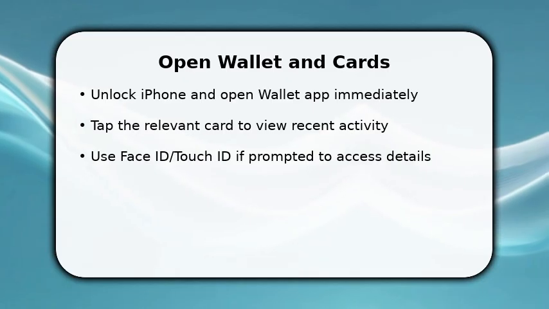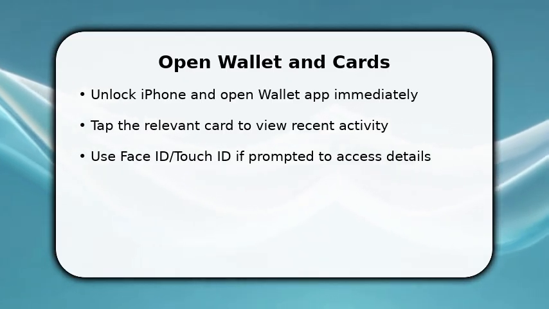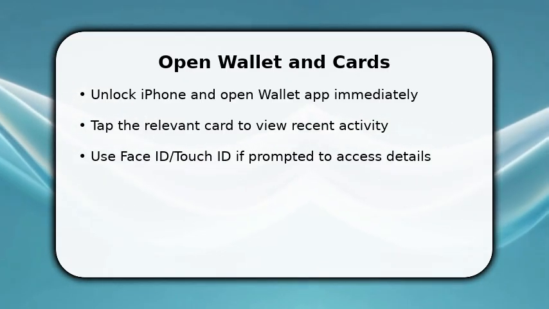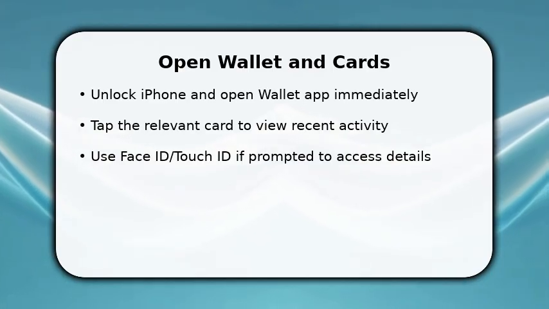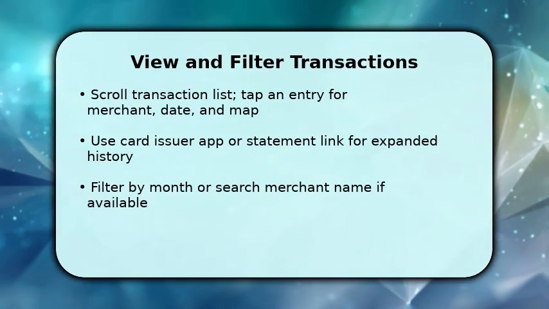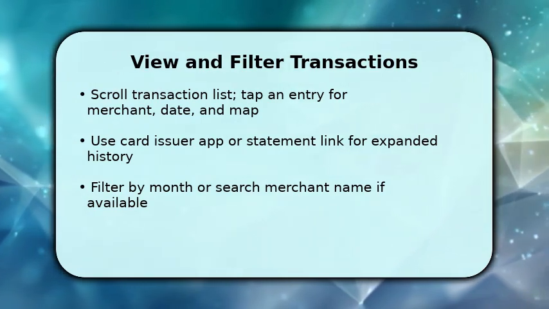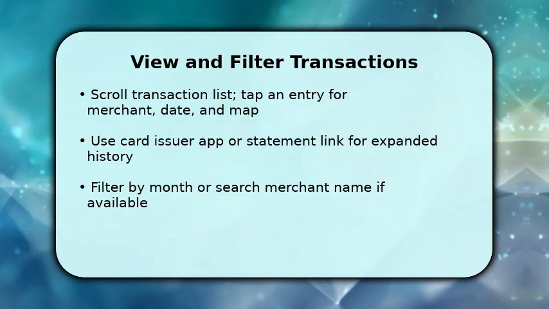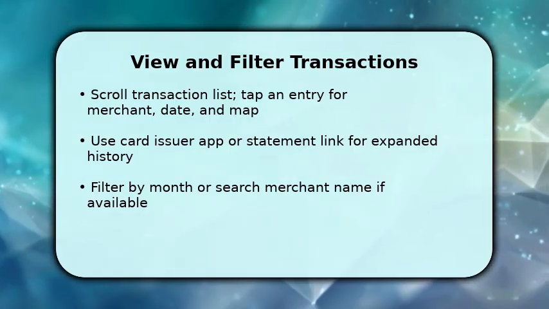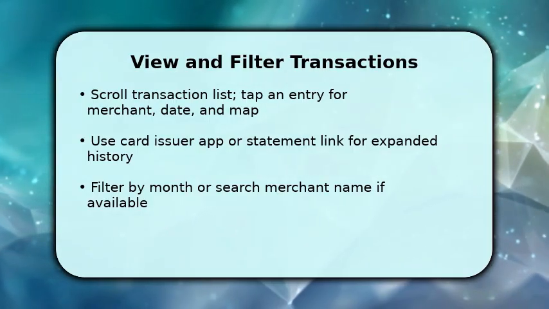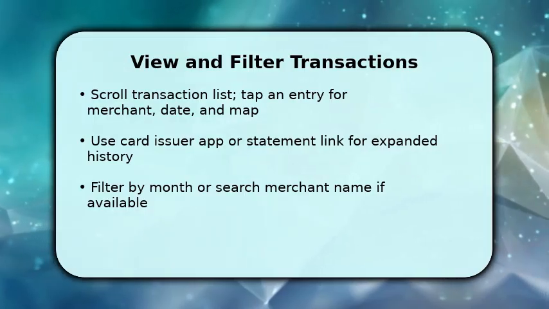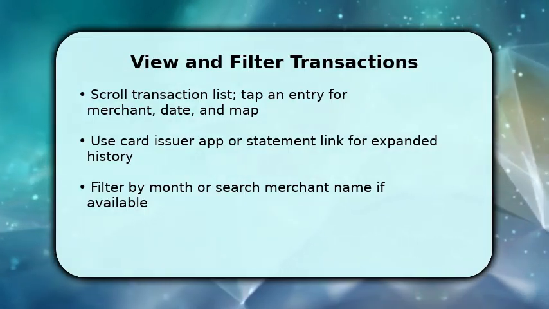Once done, glance at the first few items to confirm date, merchant, and amount before moving to detailed transaction history. Next, scroll through the transaction list and tap any entry to see merchant, date, amount, and sometimes a map or phone number. For extended history beyond Wallet's recent items, tap the card issuer link or open the bank's app from Wallet. They maintain full statements and downloadable records.